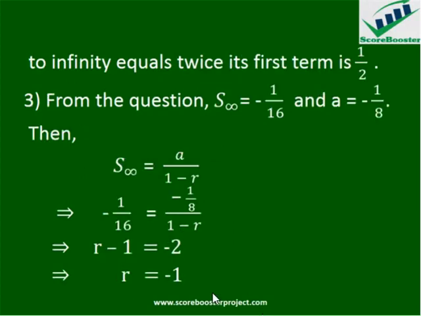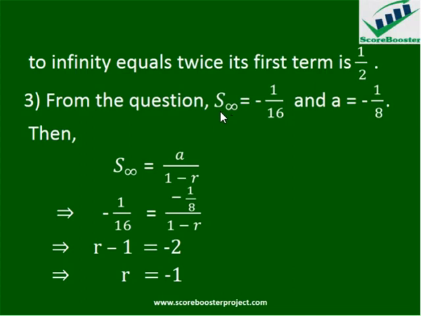So that solves the second example. Now we move to the solution of the third example. In the third example, we were given the value for the sum to infinity of a geometric progression to be minus 1 over 16, and the value for the first term, A, to be minus 1 over 8. So we are asked to obtain the value of the common ratio of that particular geometric progression.